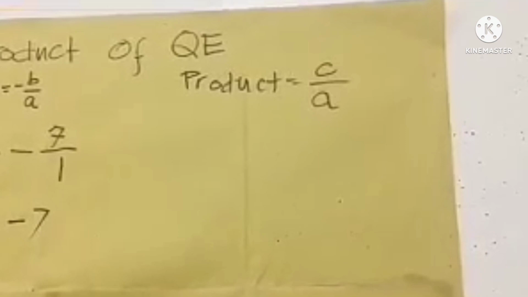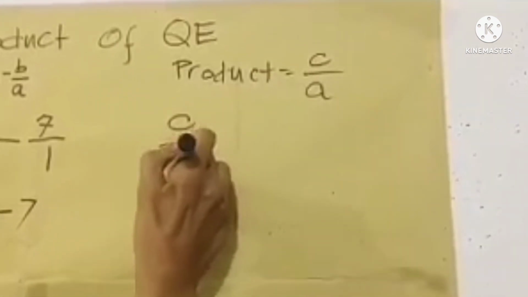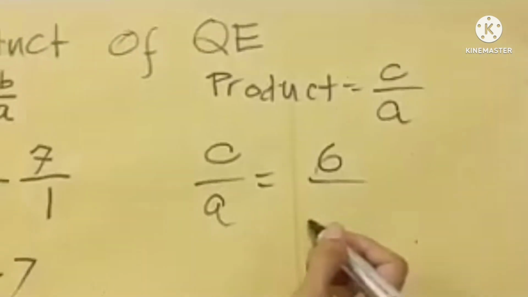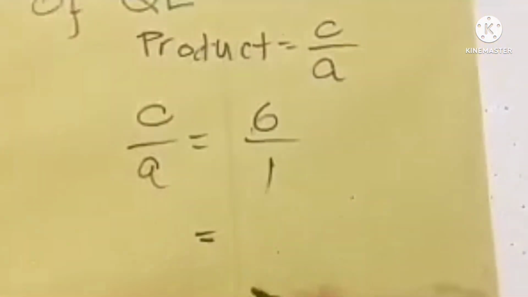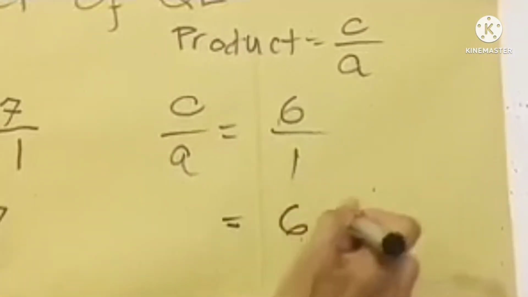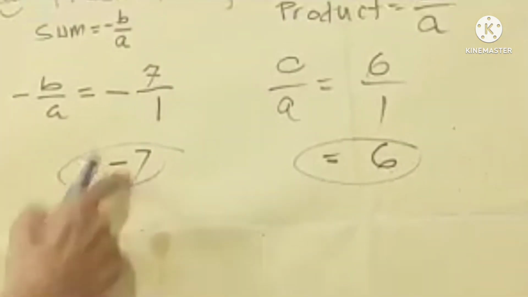Then how to find the product? Of course, we follow this formula: c over a. Our c value is 6, and our a is 1. That's why our final answer for the product of the quadratic equation is 6 divided by 1 equals 6. Okay, this will be our product, and this will be our sum of the quadratic equation based on the given equation.